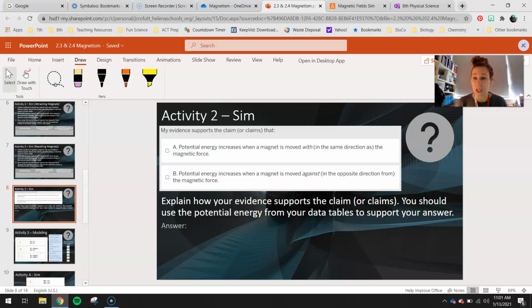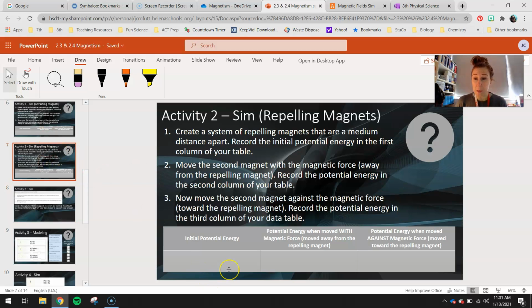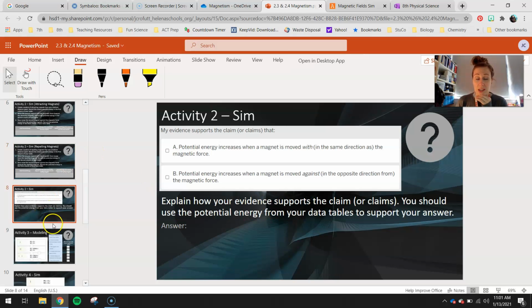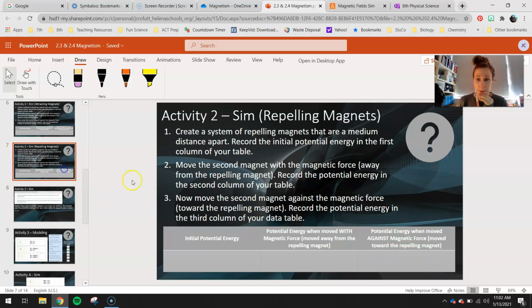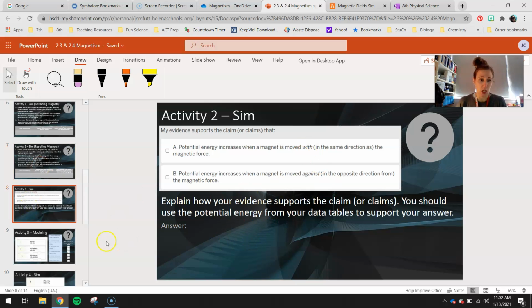For a good explanation, you guys really should include some data from your tables. So look back at your 2 data tables and use some specific pieces of evidence from there that support your answer. So if you're saying they increase the potential energy by moving with the force, then give me some numbers to prove that. What was your initial and what number did you see when you moved it with that provided that evidence for your statement? If you think they moved against and increased with the against notion, then again, look at your 2 numbers for against in your data tables and compare them to your initial and use that as your explanation.